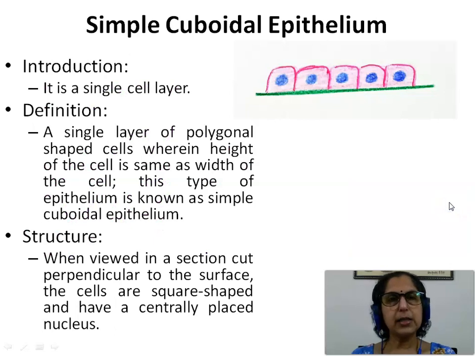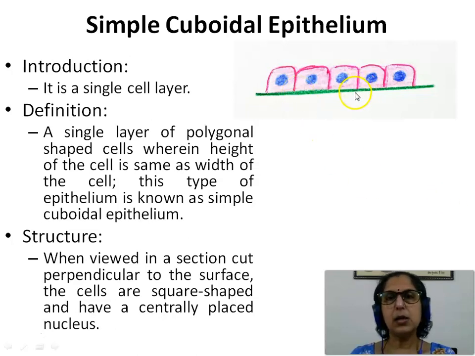Next we go on to study simple cuboidal epithelium. Again, it is a single cell layer. Definition: a single layer of polygonal shaped cells wherein height of the cell is same as width of the cell. This type of epithelium is known as simple cuboidal epithelium. Structure: when viewed in a section cut perpendicular to the surface, the cells are square shaped as the height is same as the width of each cell, and they have a centrally placed rounded nucleus.